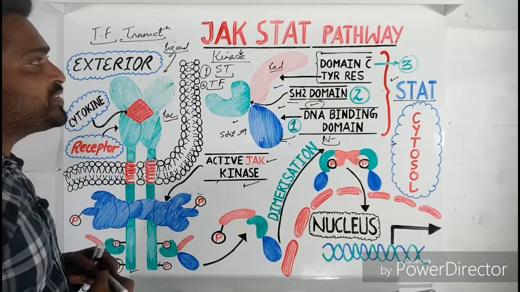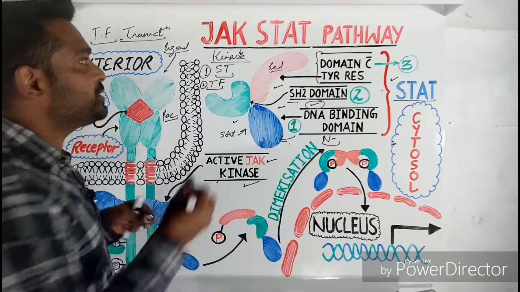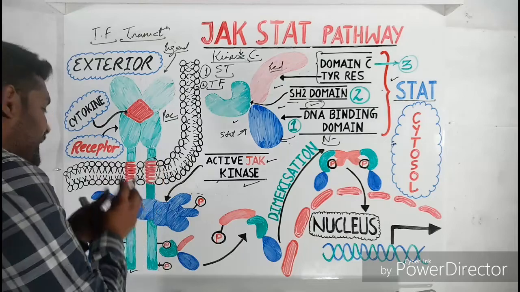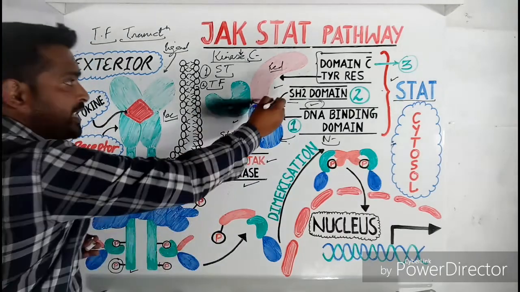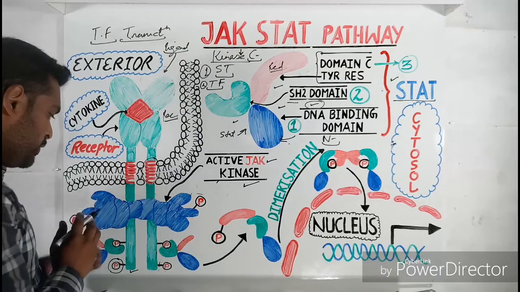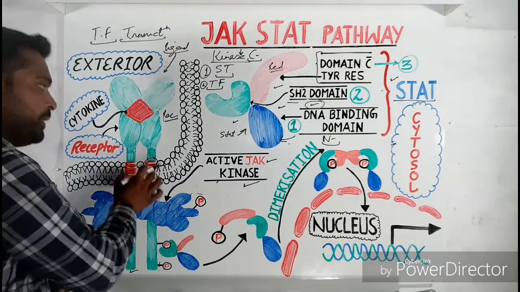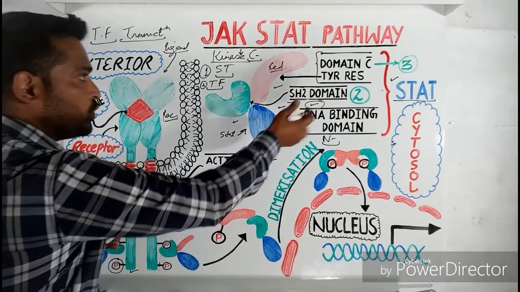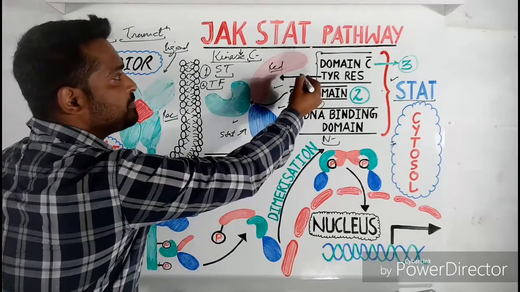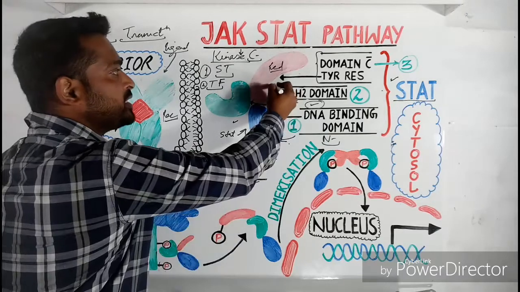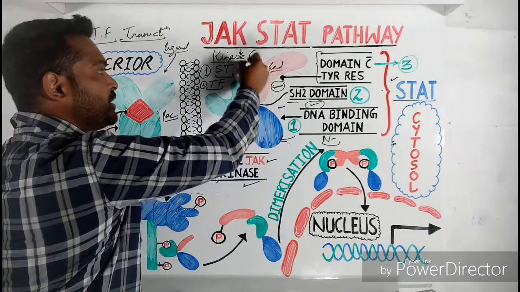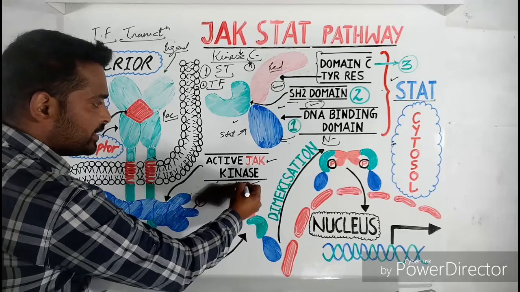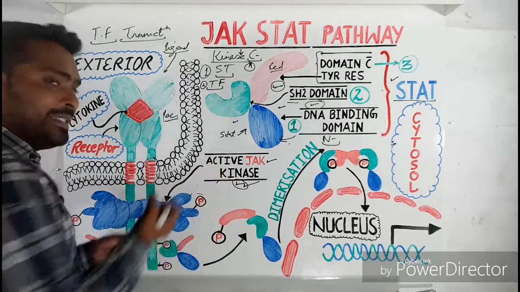The third component we have here is the domain with the tyrosine residue. This is present on the C terminal end of the STAT protein. Now, the activation of the STAT protein is not done by the binding of the SH2 domain to one of the phosphotyrosine residues present on the cytosolic domain of this receptor. Actually, when this SH2 domain binds here, then we have a specific tyrosine residue on one of the domains of this STAT protein, present on the C terminal end of the protein. This tyrosine residue is phosphorylated by JAK kinase, and then we get the activated protein.